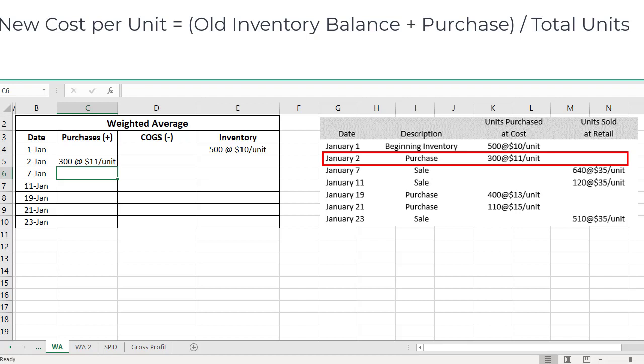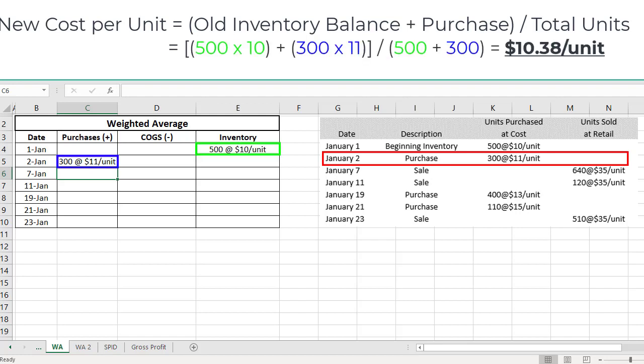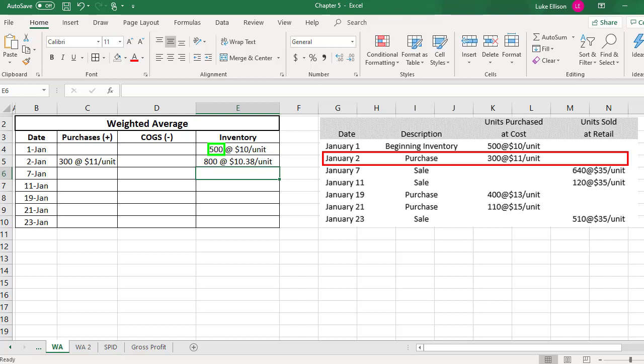So in our case, that's 500 times 10 plus 300 times 11, that whole quantity divided by 500 plus 300, which equals $10.38. So that means we have 800 units at $10.38 per unit. The 800 units comes from the 500 we had in beginning inventory plus the 300 units purchased.